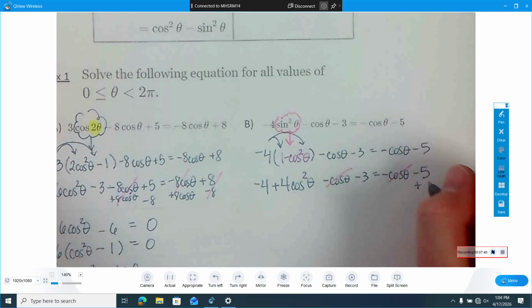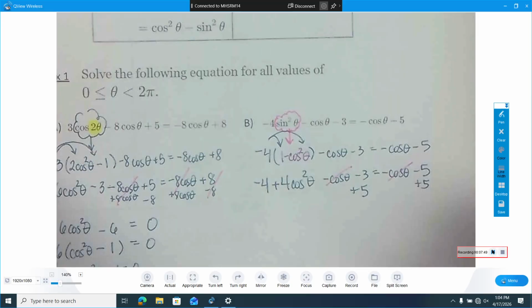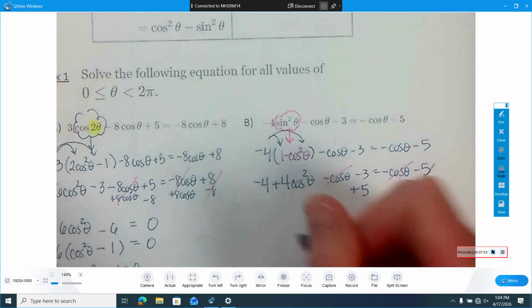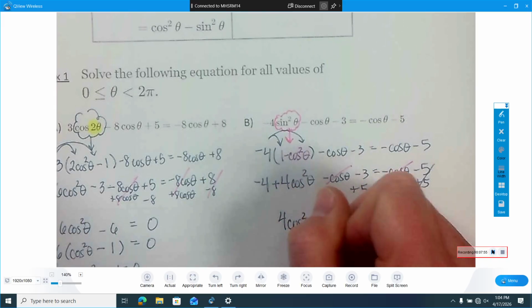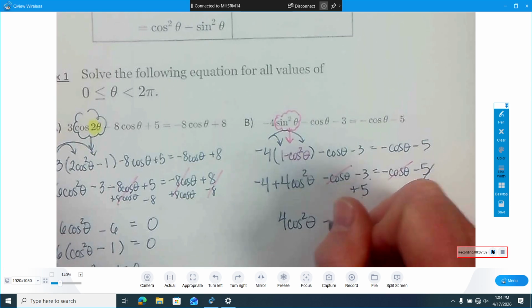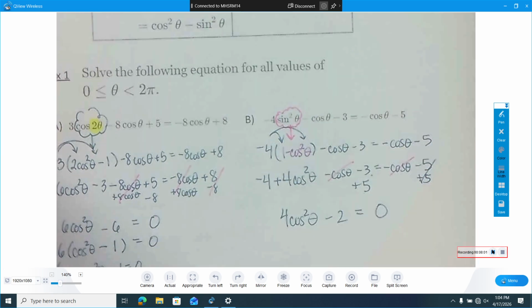So I just need to add the 5 and move the 4. So I have 4 cosine squared theta. Negative 4 and negative 3 is negative 7 plus 5, negative 2. Set equal to 0.